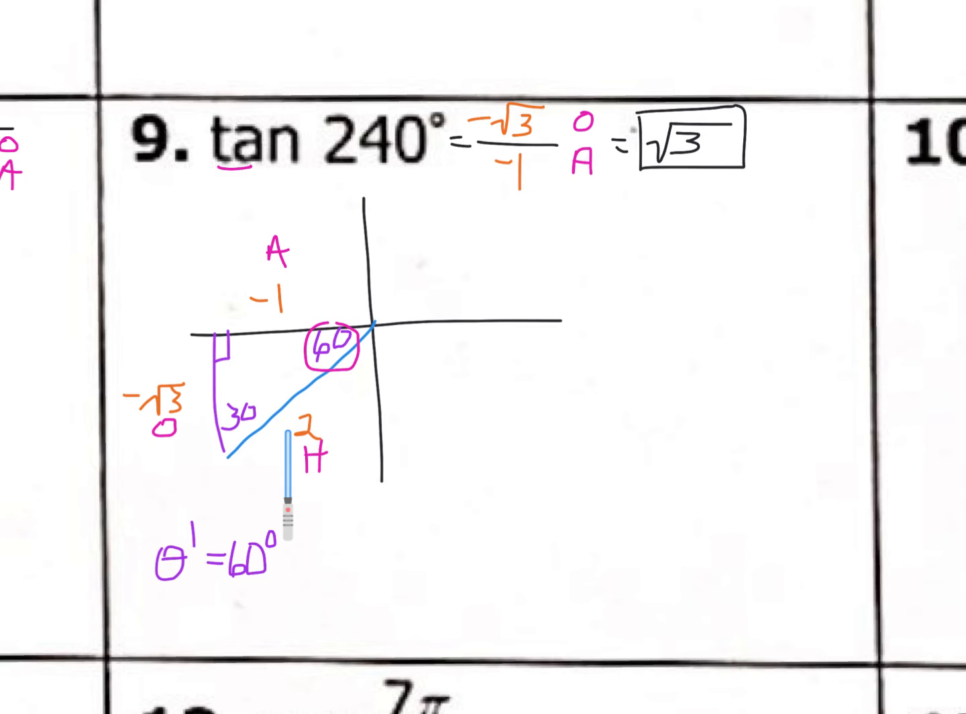I always like to check my sign because all students take. So tangent is the one that's positive in quadrant 3. All right, so good job if you're getting these right. So then number 10 is secant. Don't let it bother you that it's secant. I'm most concerned right now about the 300 degrees.